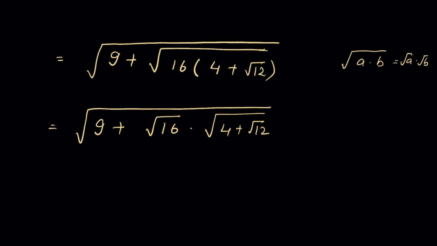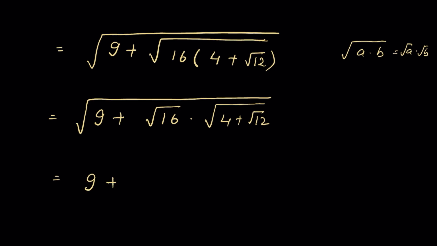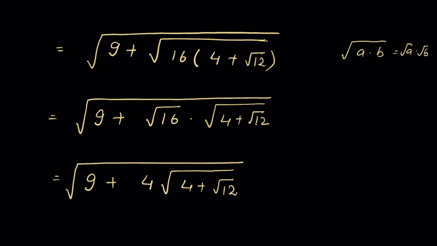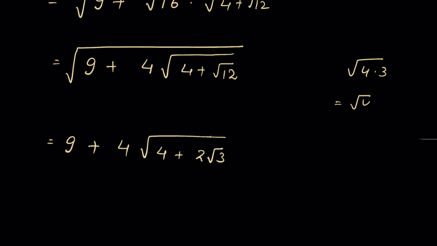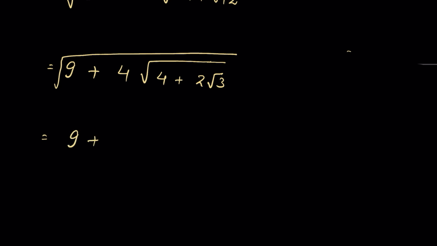So this is equal to 9 plus square root of 16 is 4. So 4 times 4 plus square root of 12 under square root, then all under square root, or 9 plus 4 times 4 plus square root of 12 is 2 times square root of 3, because square root of 12 we can write it as 4 times 3 under square root. This is equal to square root of 4 times square root of 3. Square root of 4 is 2, so it is 2 times square root of 3.